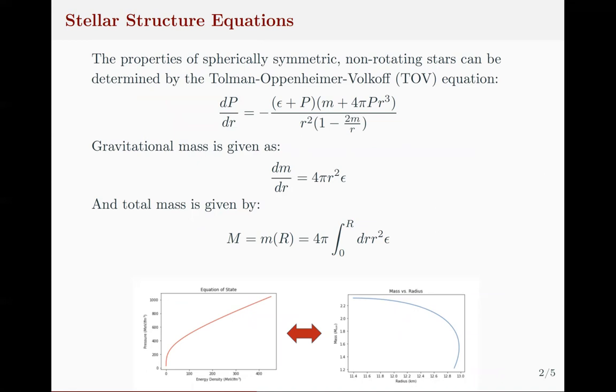These equations take an equation of state as an input and output a curve in the mass and radius plane, where each mass and radius point is a potential star that could have that given equation of state. These stellar structure equations are invertible, but they require at least two mass and radius points known to exactly determine an equation of state.